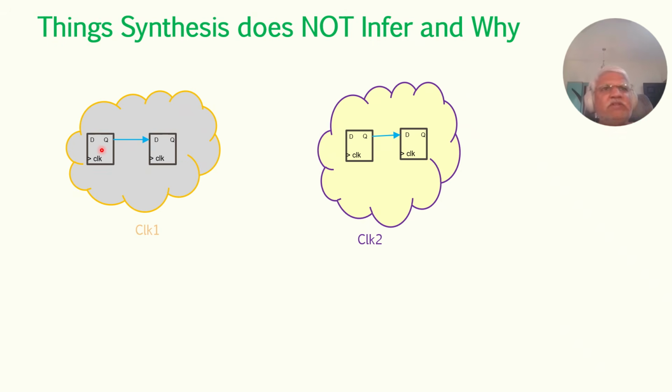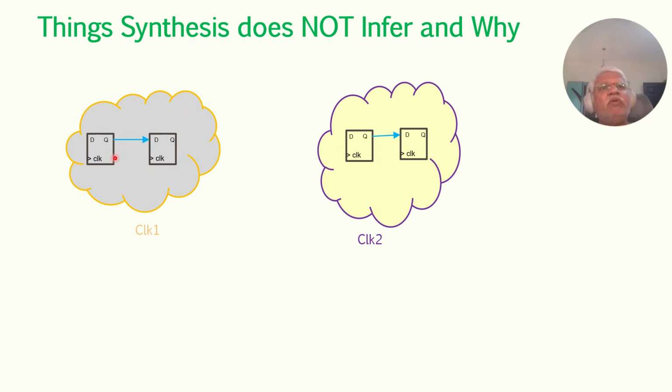So if you see this transaction, this flip-flop is transacting with another flip-flop in the same clock domain, and when this signal transfer is happening, there are no synchronizers needed because both are operating at the same clock 1. In the same way here, the two flops are operating at clock 2, and the signal transfer happening here is operated at the same clock 2. So you don't need a synchronizer in between.